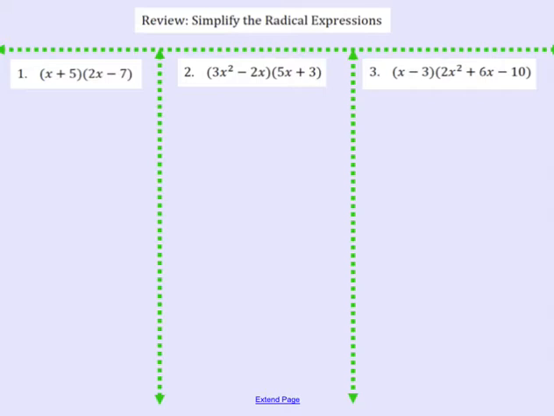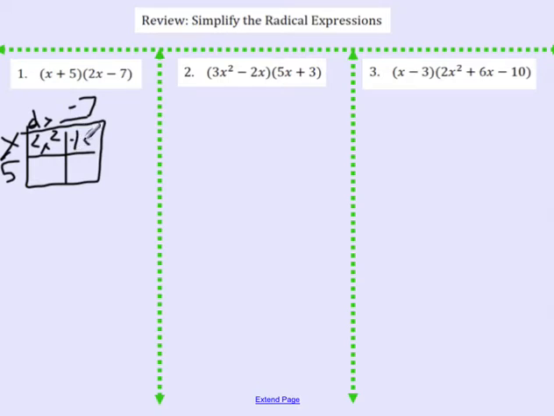When we had two things being multiplied together like this, we did something I like to call the box method. So we put x plus 5 going down this way, 2x minus 7 going across this way. Well, x times 2x is 2x squared. X times negative 7 is negative 7x. 5 times 2x is 10x. And 5 times negative 7 is negative 35.